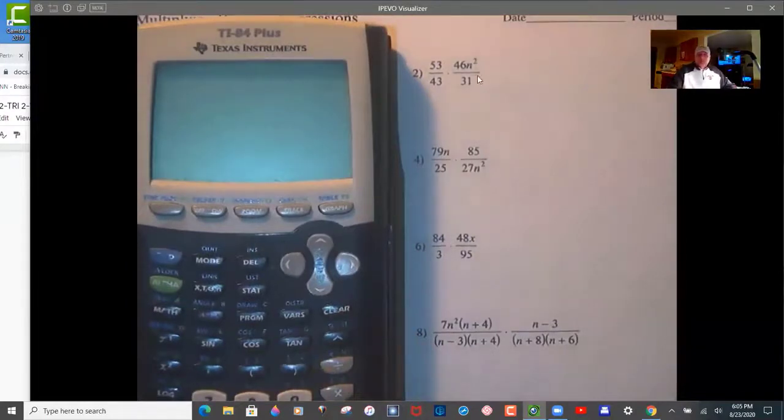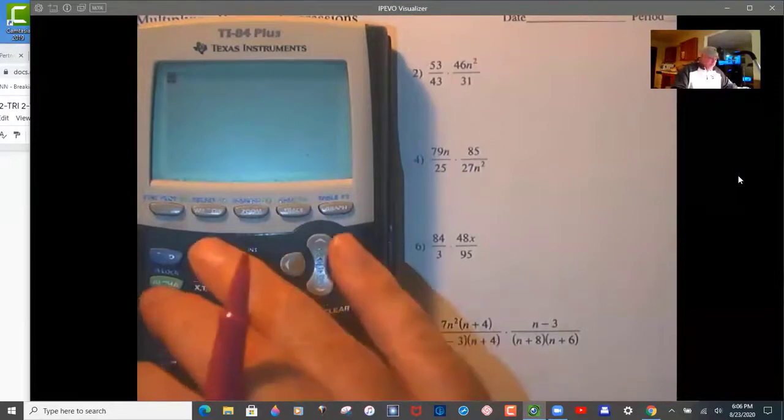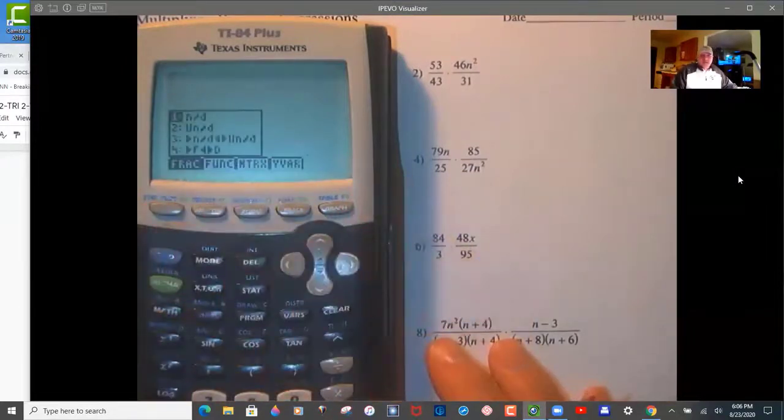So problem 2, and I'll go around and do many of these, you have 53 times 46 over 43 times 31. So hopefully you have a calculator with a fraction entry tool that will allow you to do this. If not, you're going to have to find one online. But we do need to reduce these numbers, and I'll show this one time, and then I think after this I'm just going to say the reduction of 79 times 85 over 25 times 27 is so-and-so.